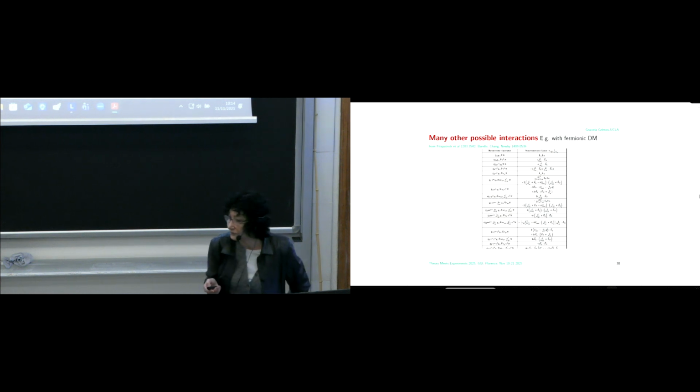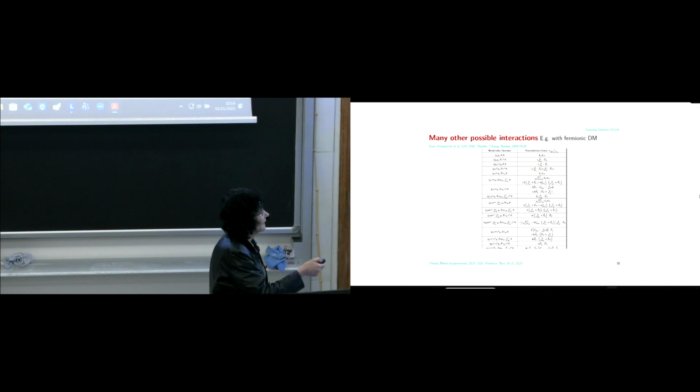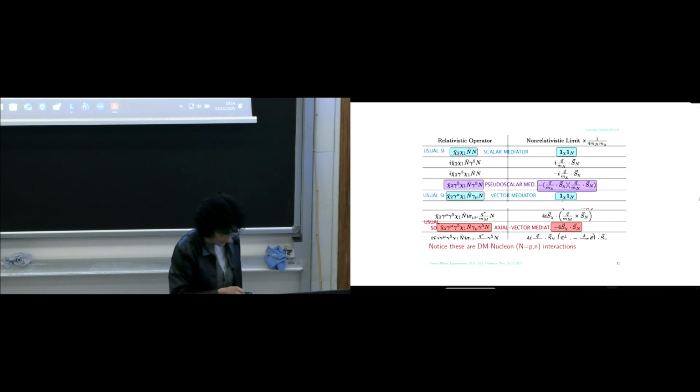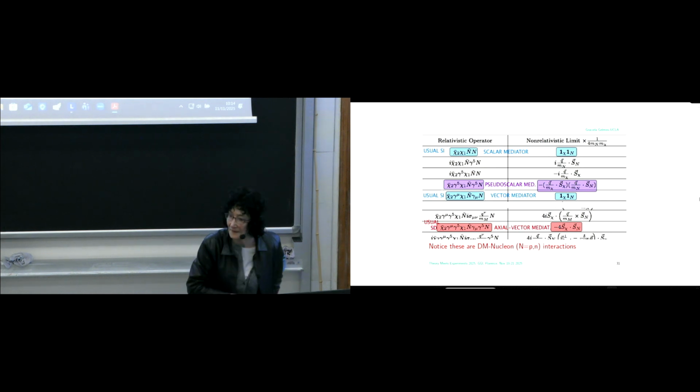These are not the only type of interactions. I mean, there are many. Here you have some long list. I don't expect that you would see all of this because it's very small. This comes, for example, here you have the reference. This is written directly in terms of N, couplings with N. Here you have a few bigger ones, okay? And so you have the relativistic operator and the non-relativistic limit for several. For example, here is this scalar mediator. This is a vector mediator. Both of them go to 1, 1. This is the coupling.